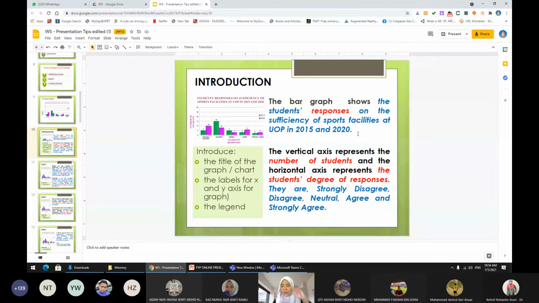So when you have graphs and charts, you have to explain first about the chart or the graph. After that, you have to explain the title. The title refers to what? It shows the students' responses, jawapan student. Students' penilaian on the sufficiency of sport facilities. Cukup ke tak cukup? Sufficiency. Whether there are enough sport facilities and equipment.